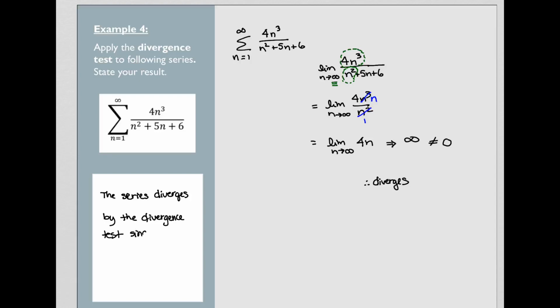And if I wanted to add one more clarifying statement, I would say since the limit as n goes to infinity of 4n cubed over n squared plus 5n plus 6 is infinity, which is not 0. So that ends our discussion of the divergence test. Next, we're going to look at another test to add to our toolbox called the integral test.